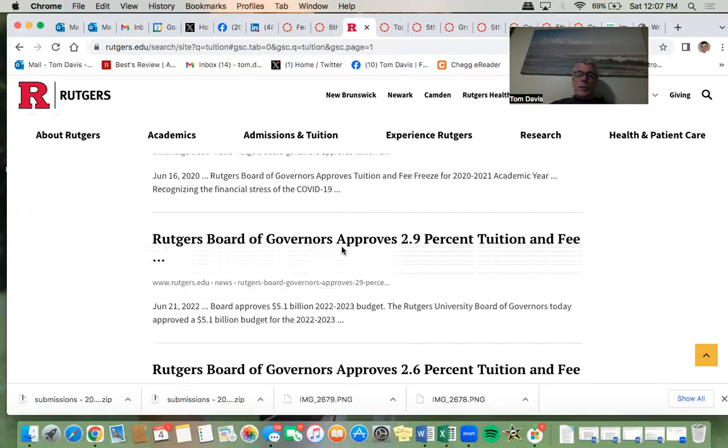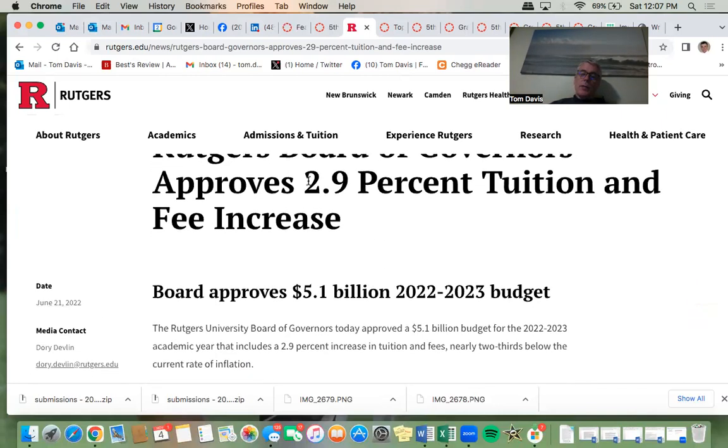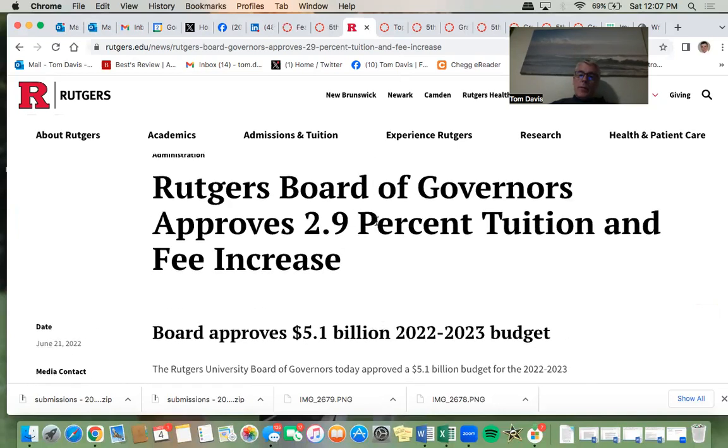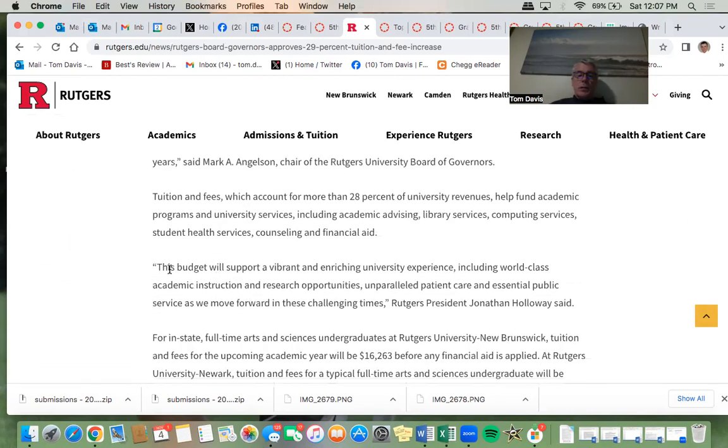Okay. And we go to this one right here. Just to give you one here, this is the 2022, 2023 budget. They approved the 2.9%. So you would list in that paragraph the number, the percentage, and the year. All right. And then you see generic quotes in here, like this one right here. This budget will support a vibrant and enriching university experience, including world-class academic instruction opportunities, blah, blah. When I ask for a generic quote that will cover why they raised the tuition in the last 5 years, you could use this as your generic quote.